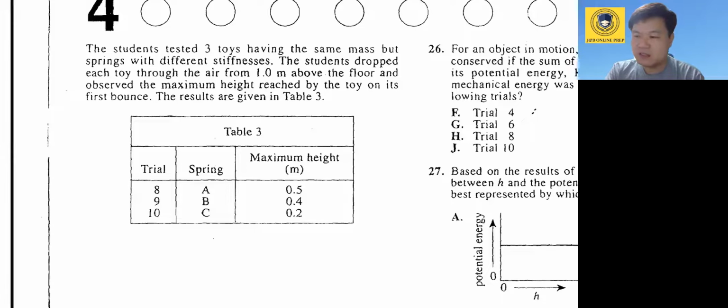Further description says the students tested 3 toys having the same mass but springs with different stiffness. This is the key: the same mass but springs with different stiffness. The students dropped each toy through the air from 1.0 meter above the floor and observed the maximum height reached by the toy on its first bounce. The results are given in table 3.